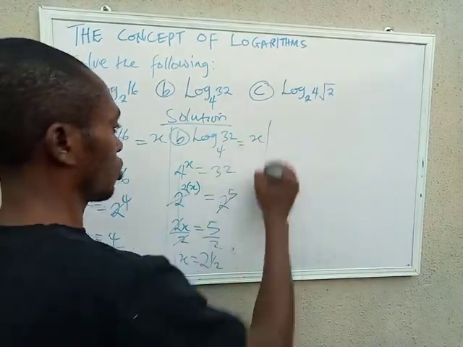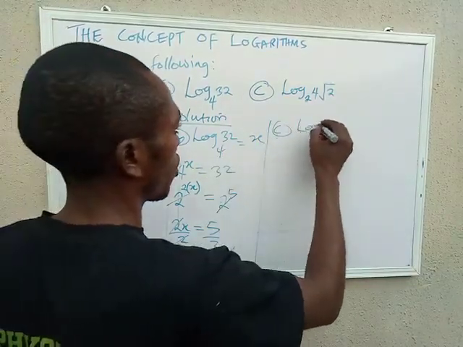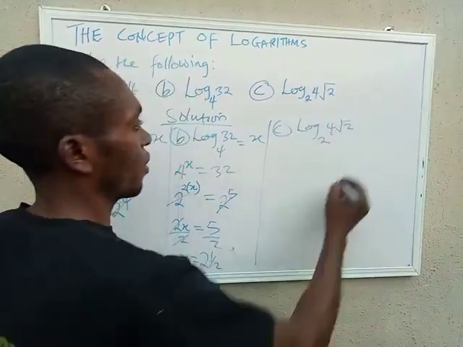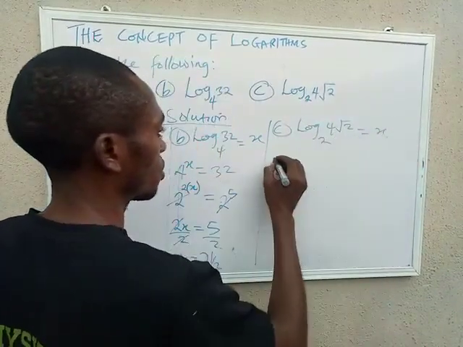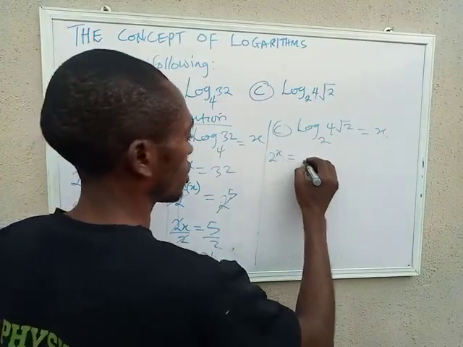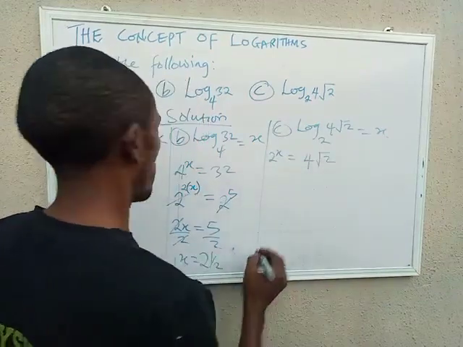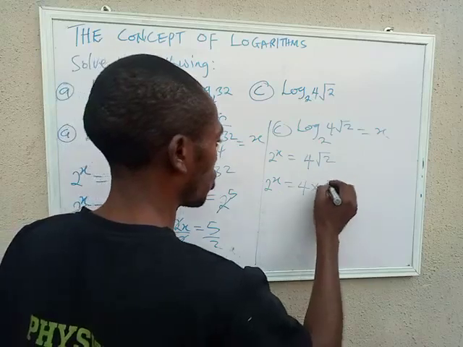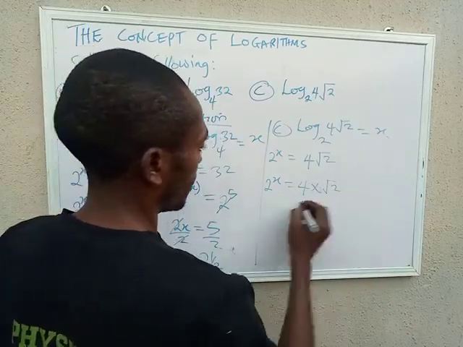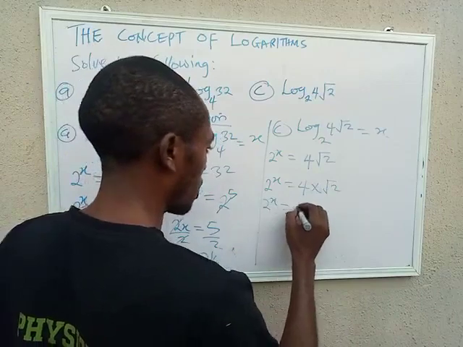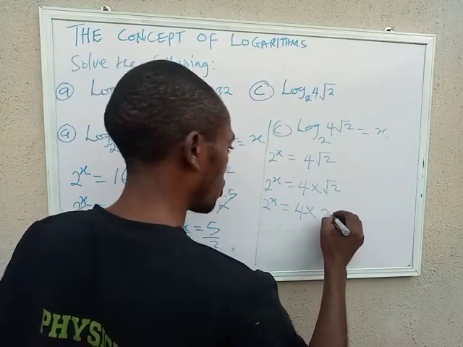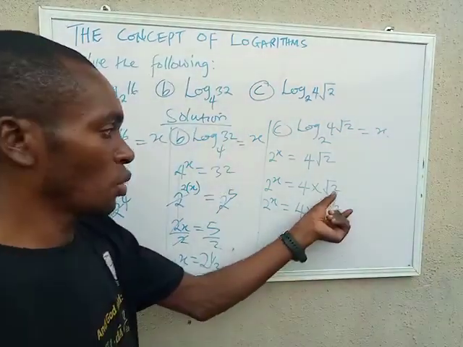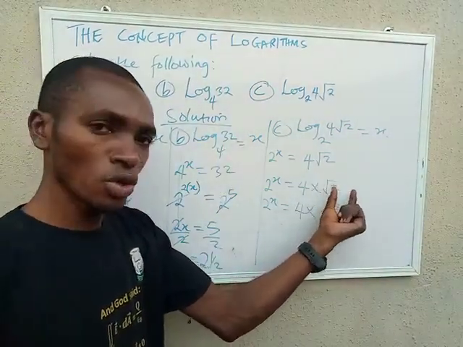Now, let's go to the last one, C. I have log of 4 root 2 in base 2. Don't forget, equate it to x. This 2 is going to be raised to the power of x, so 2 raised to the power of x equals 4 root 2. And this is the same thing as 4 times root 2. Root 2 is the same thing as 2 raised to the power of half, because that's the meaning of square root.